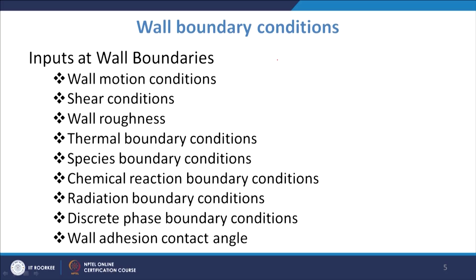Now, you come to the wall boundary conditions. When we talk about wall boundaries, you need to provide many kinds of conditions and parameters, and among them you have wall motion conditions. The wall may be moving, so you may specify the movement of the wall. There may be shear conditions, where you provide the wall shear value. Wall roughness can be provided. You may have the thermal boundary conditions at the wall: what the heat flux through the wall is, or whether you are providing a specific temperature at the wall. That will be the temperature boundary condition at the wall. That way the specification will be there.